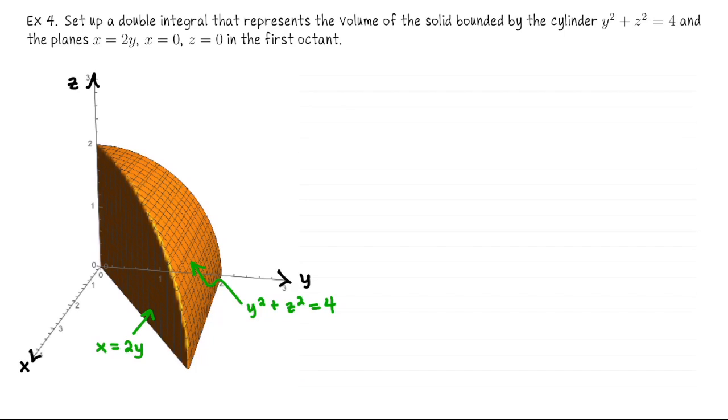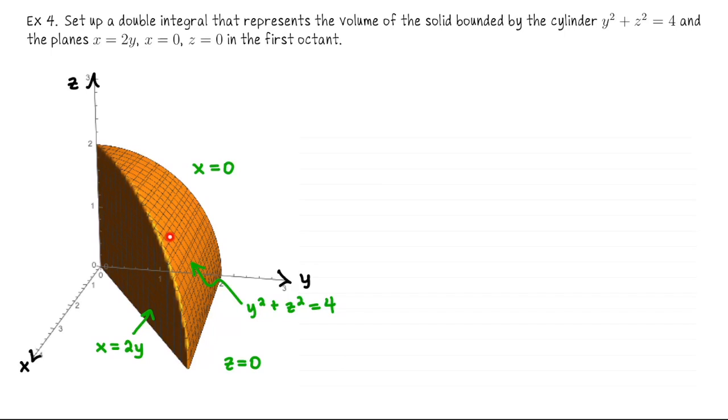X equals 0 is the yz plane. So that's giving us the back wall to our solid. And then z equals 0 is the xy plane. And then we're also told that we're working in the first octant. So now we have all 4 edges bounding the cylinder.